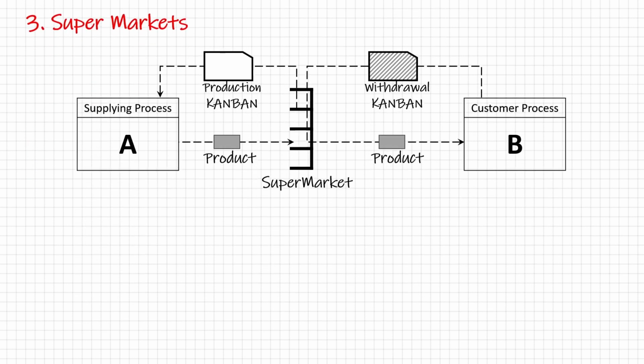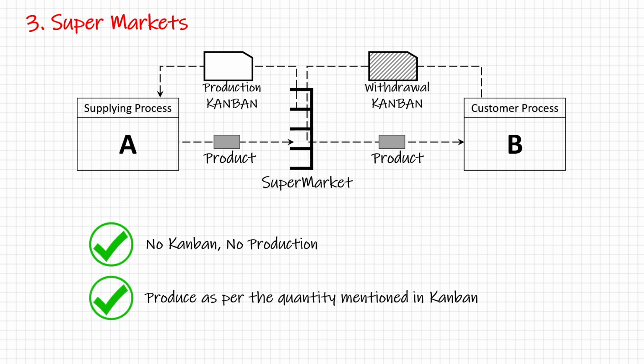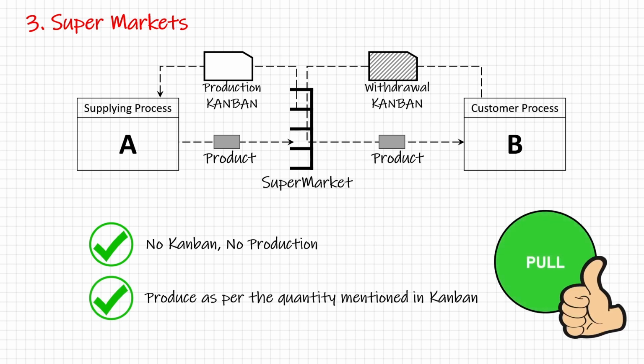And once the supermarket is full, that is, there are no empty bins or no Kanbans, the supplying process will stop production. And when there is an empty bin or a Kanban, the supplier process can produce as per the quantity mentioned on the empty bin or the Kanban. So both the criteria of our pull system are met here.